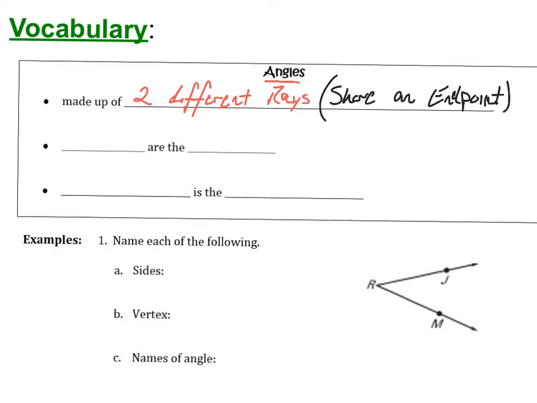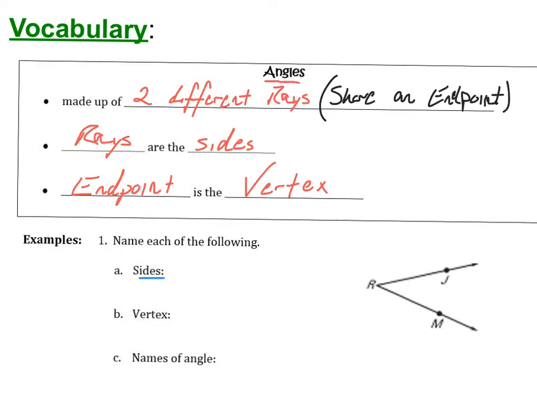Now, the rays that make up the angle, those rays are the sides of the angle. And the endpoint that they share, that is known as the vertex. So the vertex is the endpoint that they share. That's essentially where the angle grows from. So using those definitions, let's take a look at the example below.